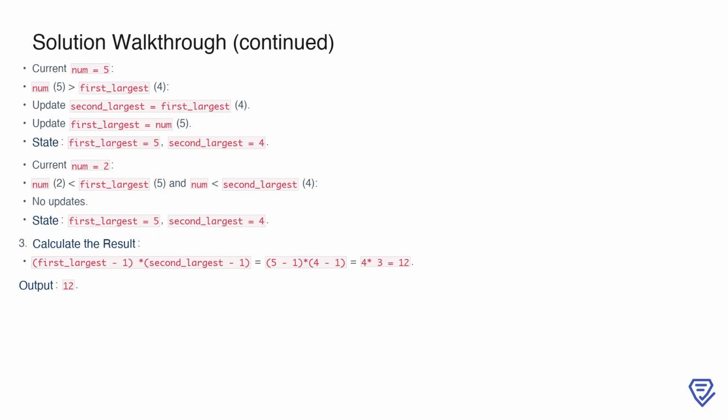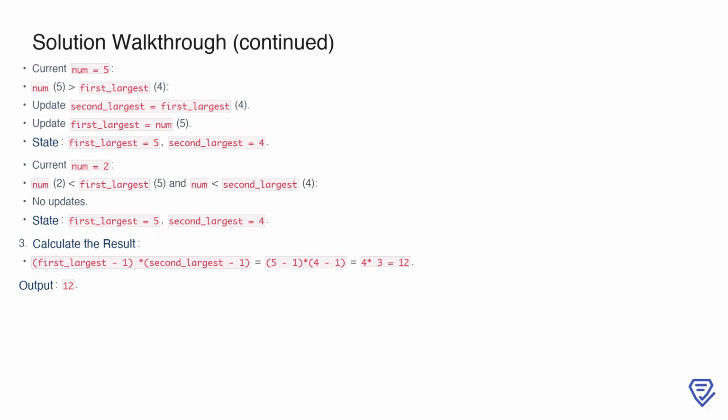Finally, we examine the number 2. Since it is smaller than both first_largest and second_largest, no updates are made. The variables remain first_largest equals 5 and second_largest equals 4. With the iteration complete, we calculate the result by substituting these values into the formula (first_largest - 1) * (second_largest - 1). This works out to (5 - 1) * (4 - 1), which equals 4 times 3, giving the final output of 12.